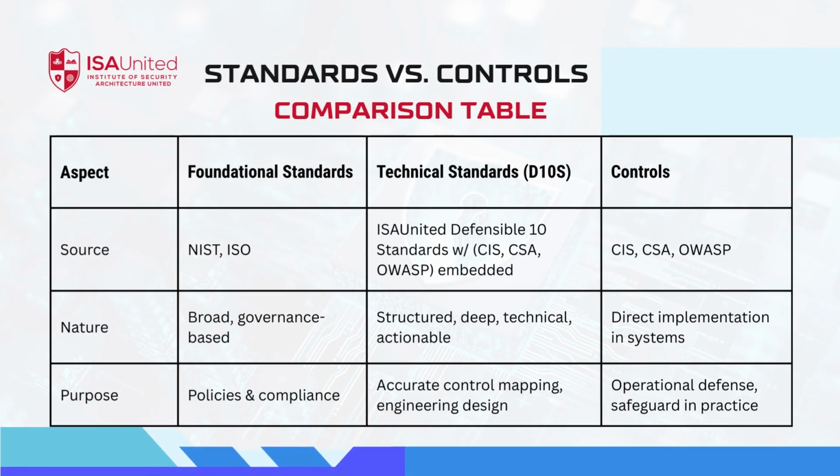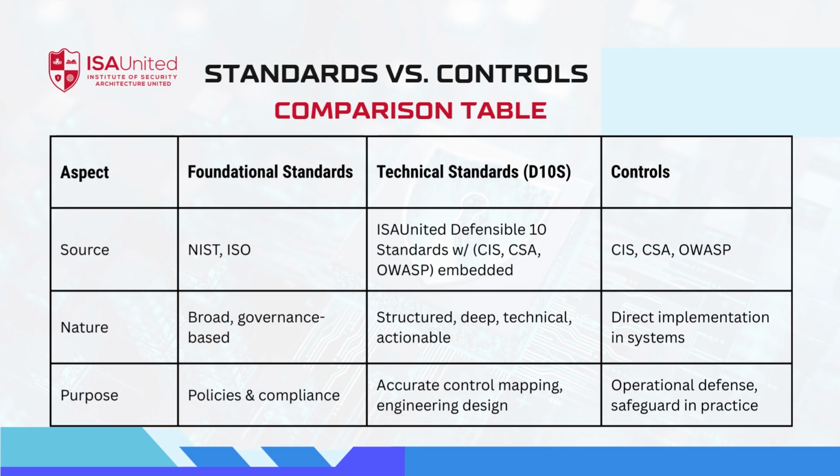Before we go deeper, it's critical to separate standards from controls and to understand how they layer together. On the chart, you can see that we have foundational standards, such as NIST and ISO. These provide governance direction, compliance language, and policy-level requirements. Next, we have ISAUnited, which is based on the technical standards codified in the Defensible 10 standards. These build from CIS for infrastructure, CSA for cloud, and OWASP for applications. They translate deep requirements into precise, engineer-ready specifications.